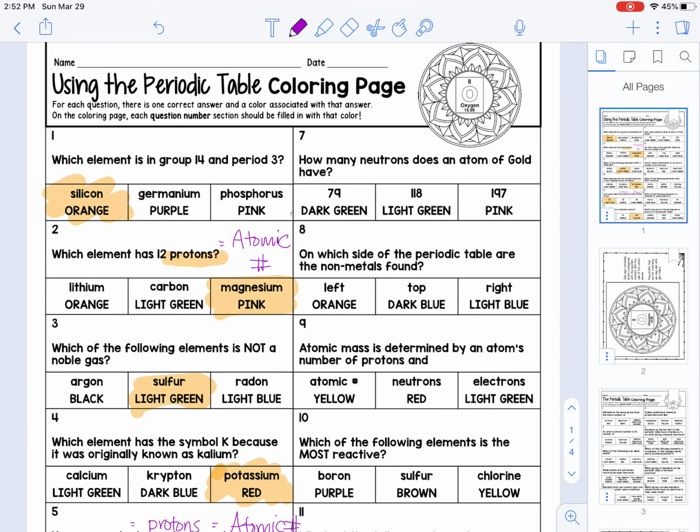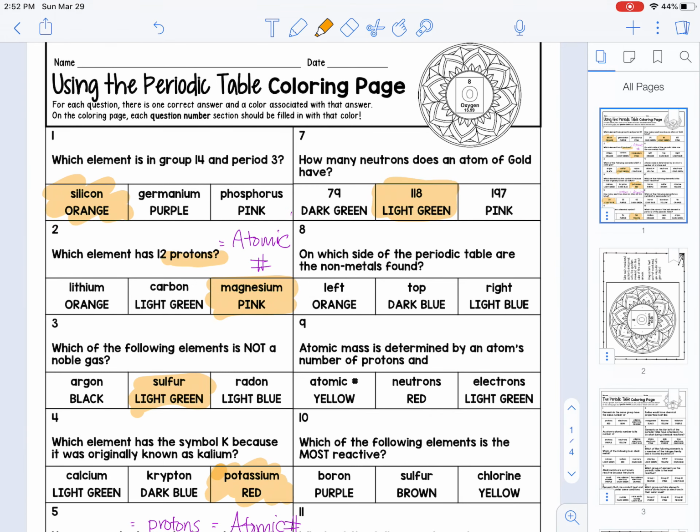How many neutrons does an atom of gold have? Now, when we talked about this before, we learned that in order to find the number of neutrons, you have to take the atomic weight minus the atomic number. But the periodic table that I gave you, I didn't realize, doesn't have the atomic weight on it, so you can't solve this one. So I'm just going to let you know that gold has 118 neutrons.